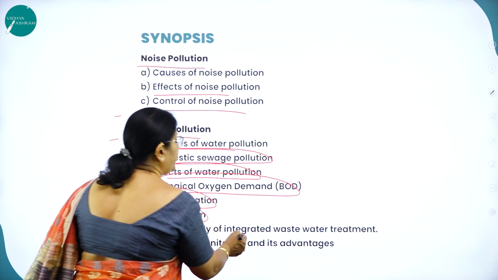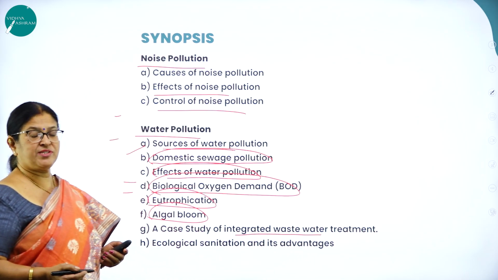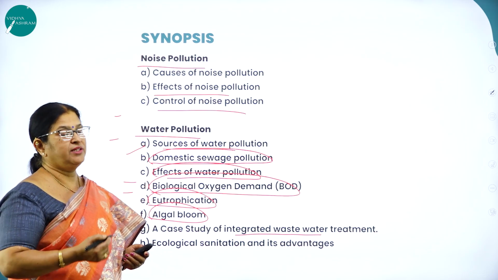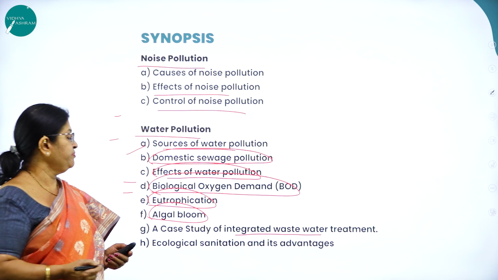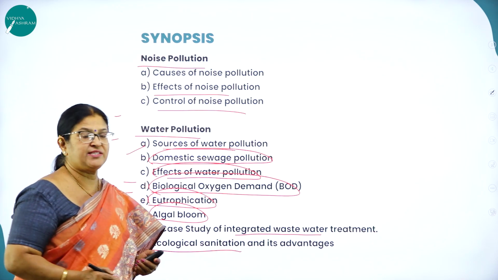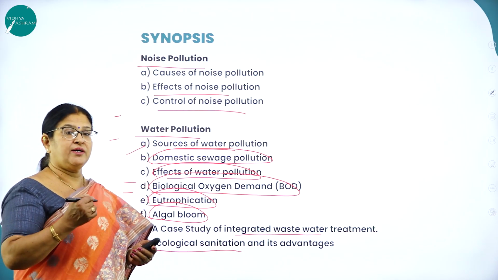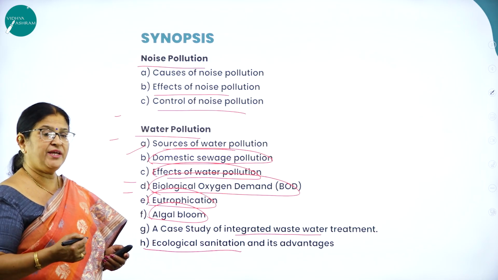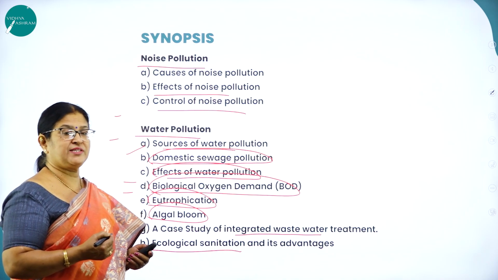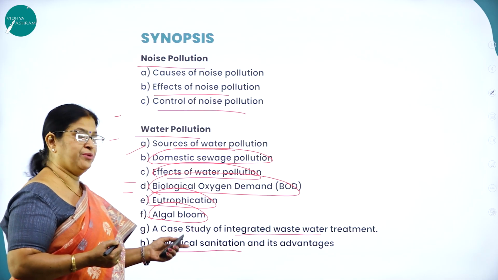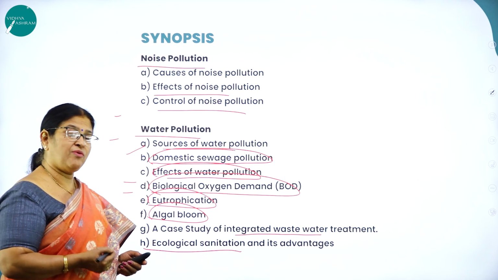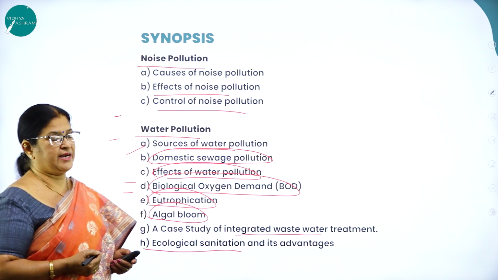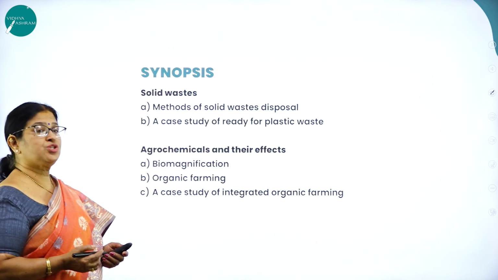Then a case study of integrated waste treatment, which was done by a group called FOAM, that is Friends of Arcata Marsh, on the northern coast of California. Then ecological sanitation and its advantages. Particularly, disposal of human excreta is again a big challenge, and many strategies have been made. For example, eco-sand toilets have come into implementation. And what are the advantages of using an eco-sand toilet, which is also introduced in Kerala and Karnataka? Then solid waste.